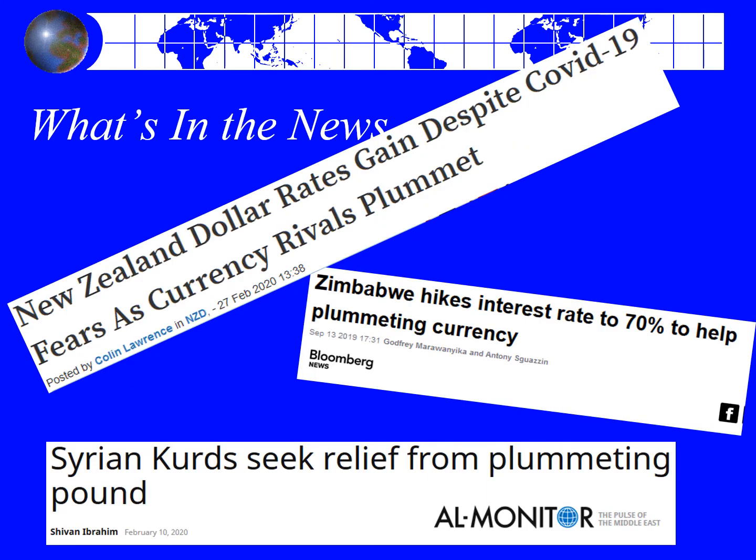Here are three headlines. Two of the headlines show the currency getting weaker, and one headline shows the currency getting stronger. First headline is the one on the top. New Zealand dollar rates gain despite COVID-19 fears as currency rivals plummet. If you read the small print in the article, you'll see that three things happen to make the Kiwi, that's the name of the New Zealand dollar, stronger.